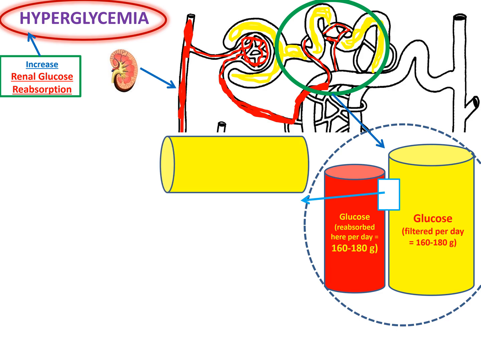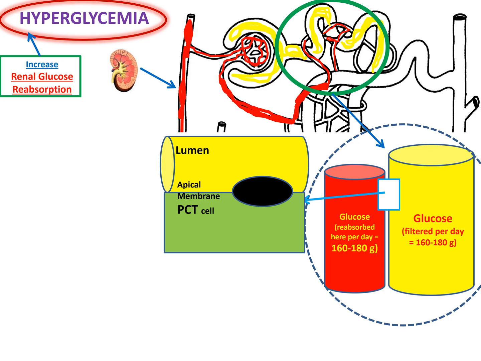We have the lumen where we do have the urine. And here we have the proximal convoluted tubule cells in contact with the lumen with the apical cell membrane. In the apical cell membrane, we have the transporter, the sodium glucose co-transporter type 2, that will be transporting the sodium from the urine to the cells, and at the same time will be co-transporting the glucose with the sodium.